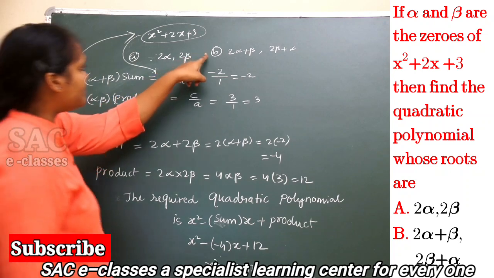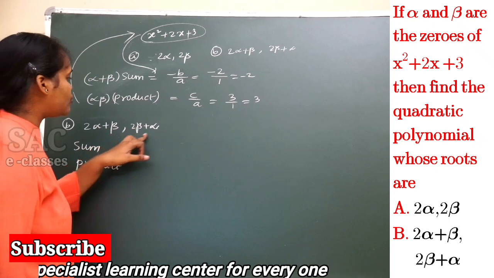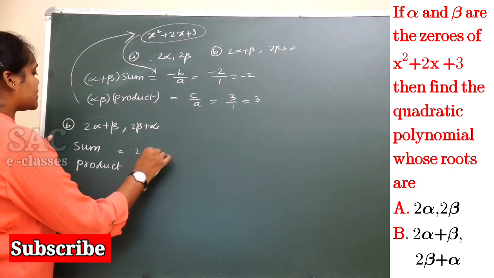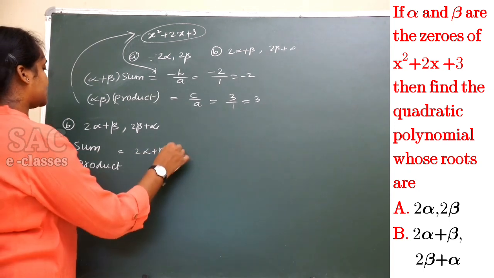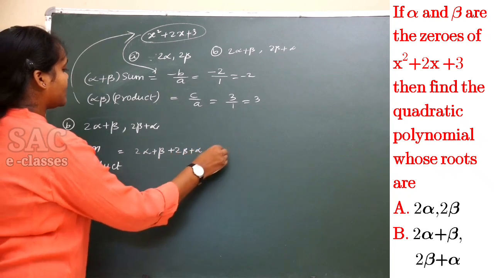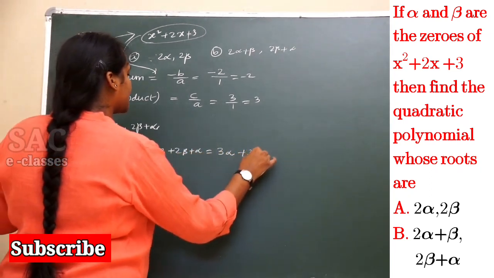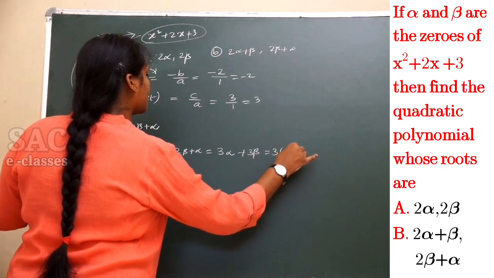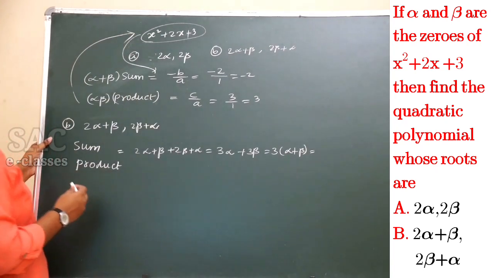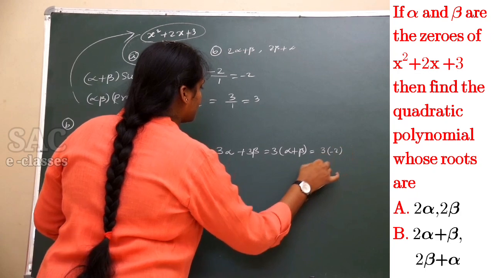Let us move to the b bit. Here we are in the b bit. 2 alpha plus beta and 2 beta plus alpha. In what way can we do it? Just find the sum of the roots. 2 alpha plus beta and 2 beta plus alpha. 2 alpha plus alpha is 3 alpha. Beta plus 2 beta is 3 beta. Let us take out 3, then alpha plus beta. As we know, what is the alpha plus beta value? It is minus 2. 3 into minus 2 equals minus 6.